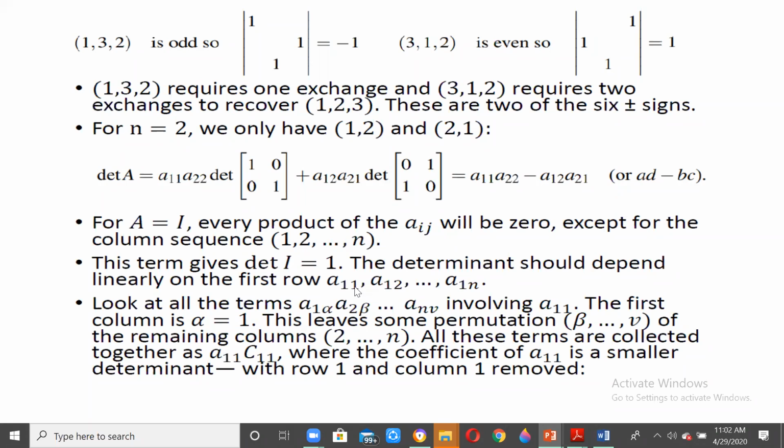We might be trying to use this as the initial element, and then look at the others. So if you look at the terms a1alpha, a2beta, till a_nomega involving a11, the first column is alpha equal to 1. This leaves some permutations beta to omega of the remaining columns 2 to n. So if you take alpha equal to 1, then the remaining beta to omega can correspond to 2 to n. All these terms are collected together as a11 into C11. We generally write a11 times the cofactor of 1, 1.